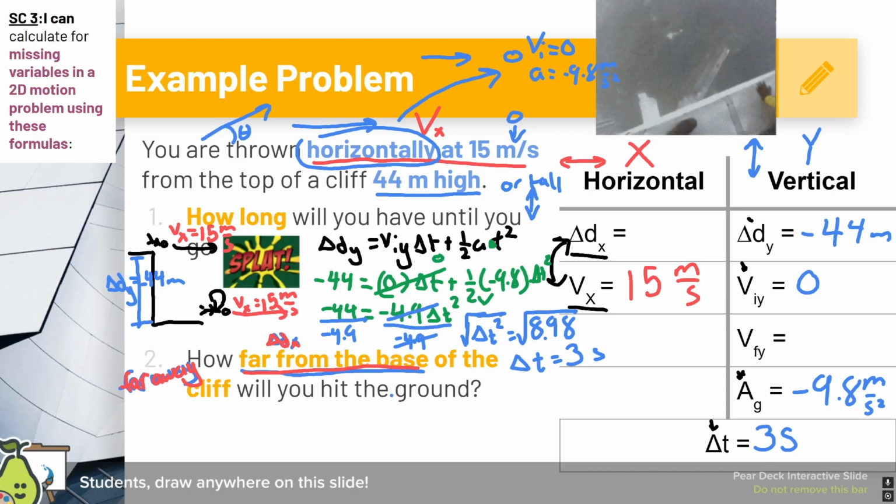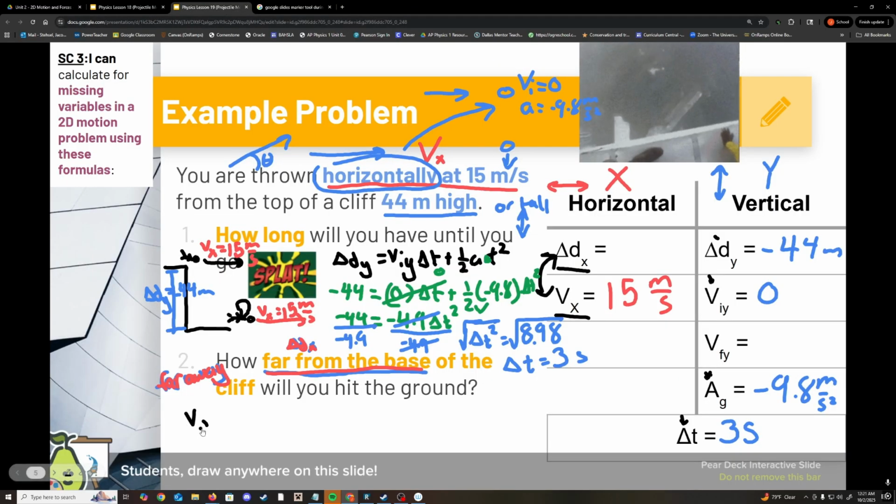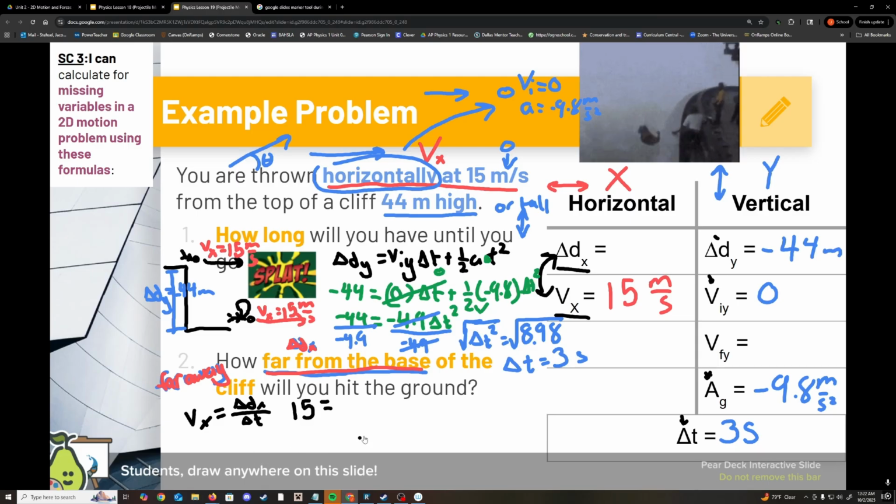From here, there's only one equation that we can ever use with horizontal, and that is Vx equal to delta dx. Pretend that didn't happen. I'm having to be very careful. We are solving for dx, so we are going to go ahead and plug in our numbers. It's this Pear Deck thing, by the way, if you're curious why that happened. Pear Deck just is glitchy.